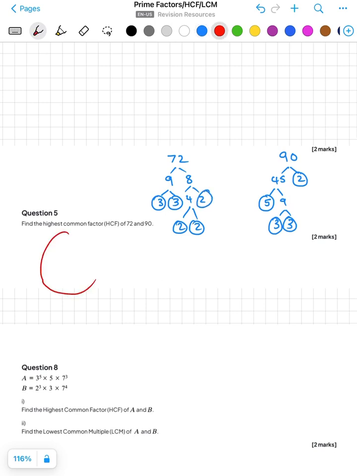Now we use our Venn diagram method, where one circle is 72 and the other is 90. In the overlap we put anything they have in common, so they have at least one 2 in common. They have got two 3s in common. Then for 72 we're left over with two 2s, and for 90 we're left over with a 5.